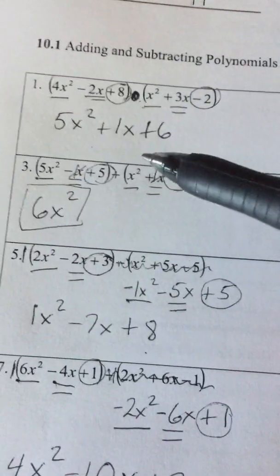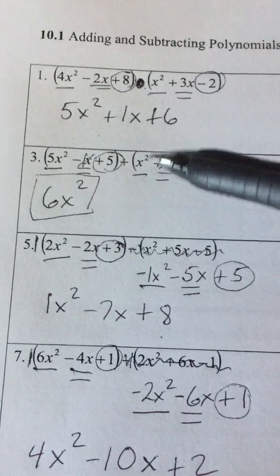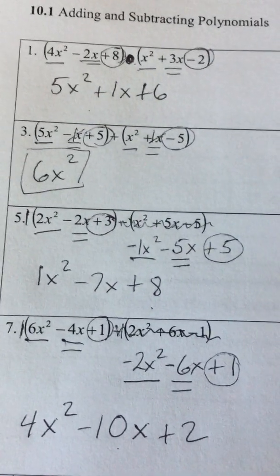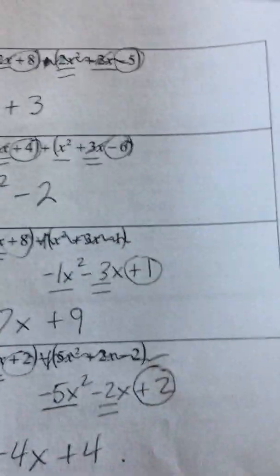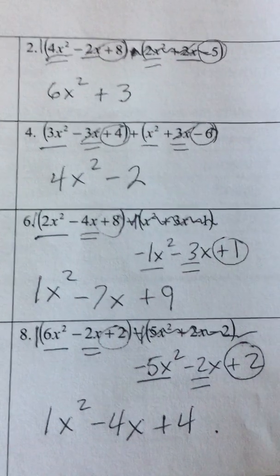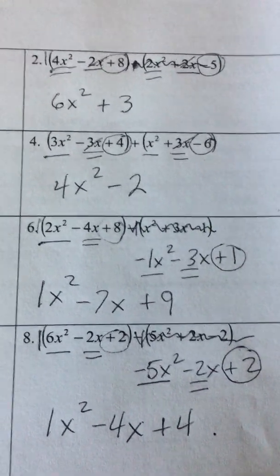So here are your answers on 1, 3, 5, and I think you can even see 7 down here. 1, 3, 5, and 7. Pause it when you need to. Here are the answers on 2, 4, 6, and 8. And again, pause it when you need to and check your answers as you're working.